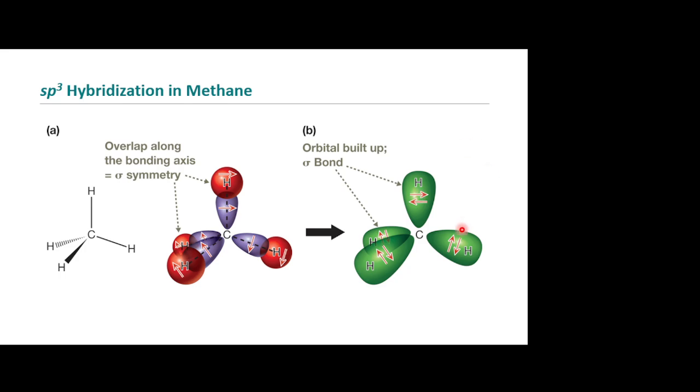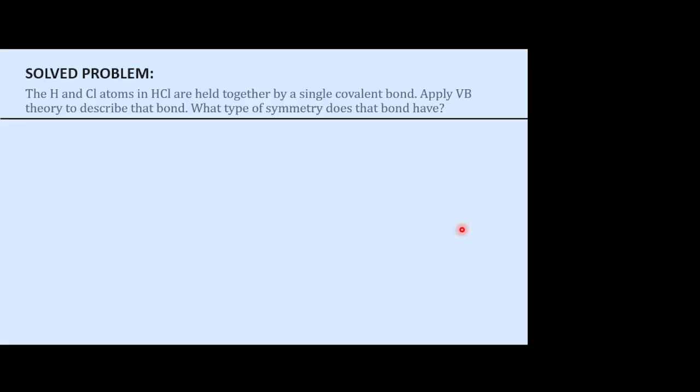Okay, so the H and Cl atoms in HCl are going to be held together by a single covalent bond. Let's apply the VB valence bond theory to describe that bond. What type of symmetry does that bond have? So these are the things I want you to think about.